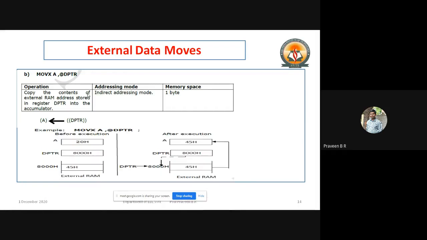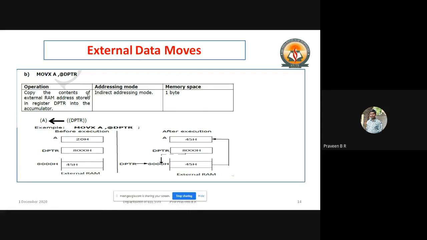So let me give you one example. When I say MOVX A, @DPTR, your data pointer will be pointing towards memory location 8000 H. So it will go to the 8000 H memory location. The data present in 8000 memory location is 45 H, which is copied to the accumulator. So it is called indirect addressing mode.